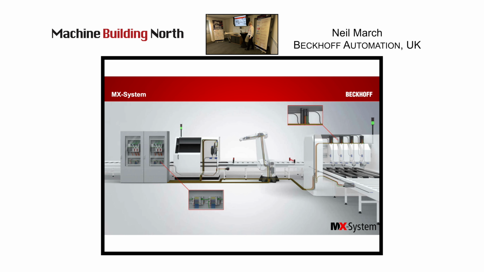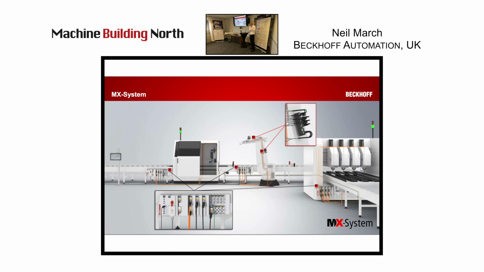So this is where we started. And this is kind of how you can end up. So moving that cabinet over on the left and reducing the cable, taking it through distribution points, and either moving a multitude of different MX systems around the machine, or indeed using further IP rated IOs to get that connectivity going.